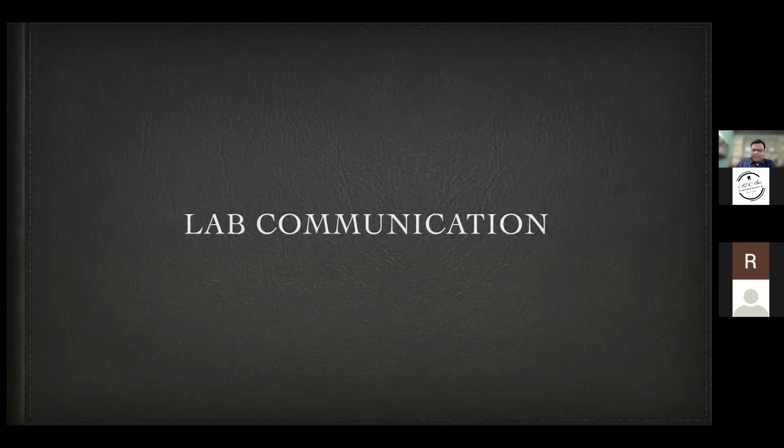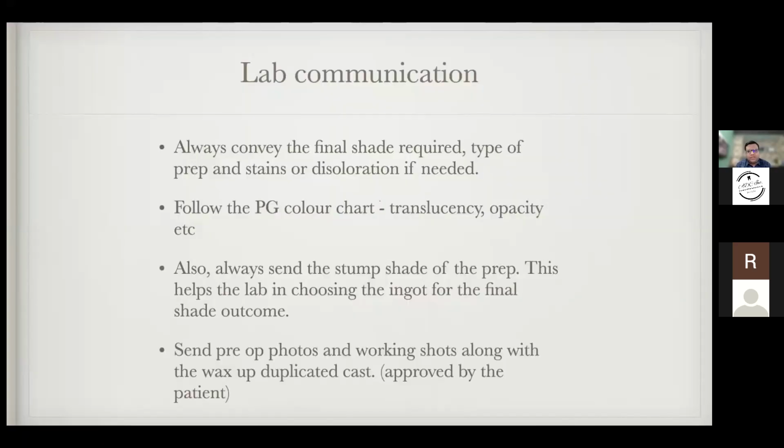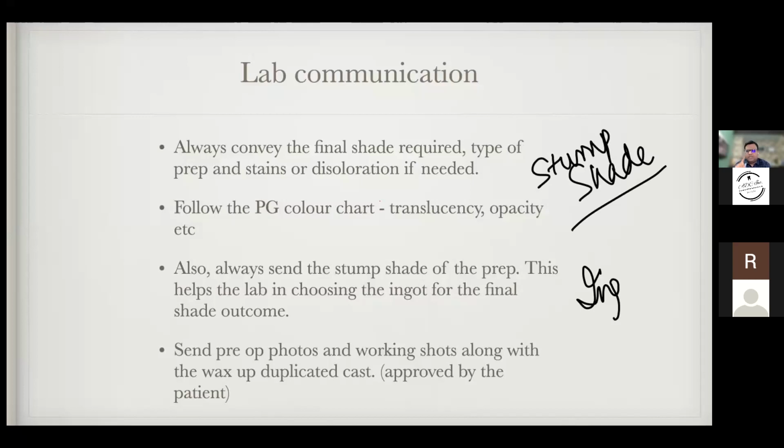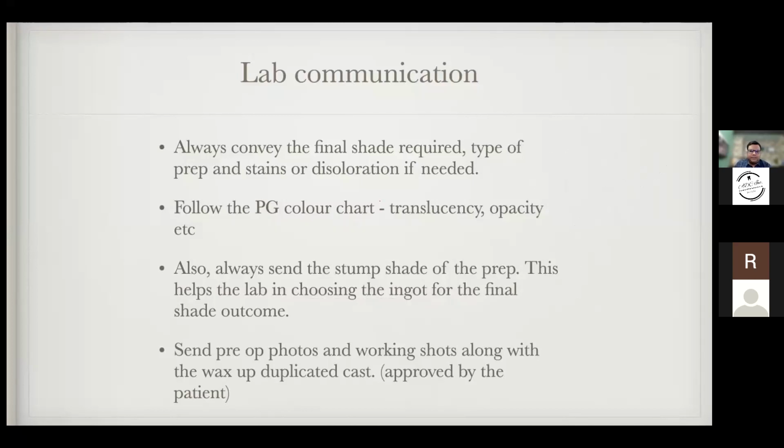Lab communication is the most important thing. You always convey the final shade, the type of the prep, and the stump shade. Don't forget to give the lab the stump shade. If you do not give the lab the stump shade, he will not understand what ingot to select. This plays a very important role. So please give the stump shade to the lab, and always follow the PG color chart. If somebody knows about the PG color chart, you always follow my color chart. Send the stump shade of the prep, because he will select the correct ingot, and send all the photos and videos that you've taken.